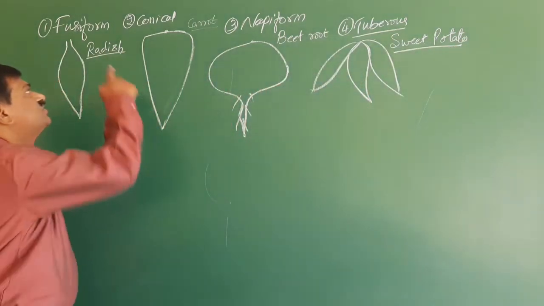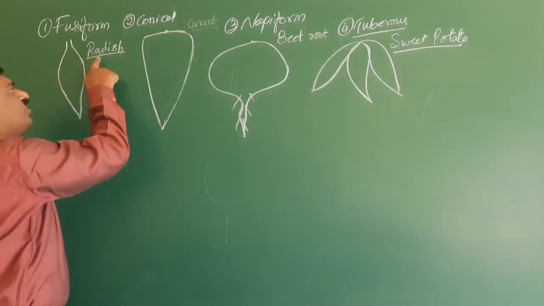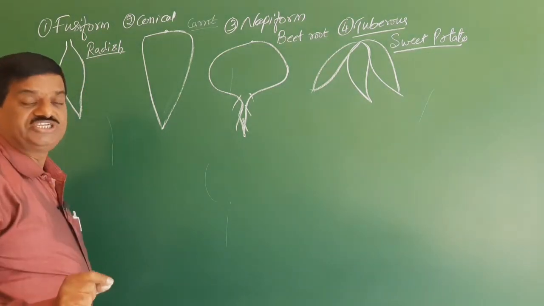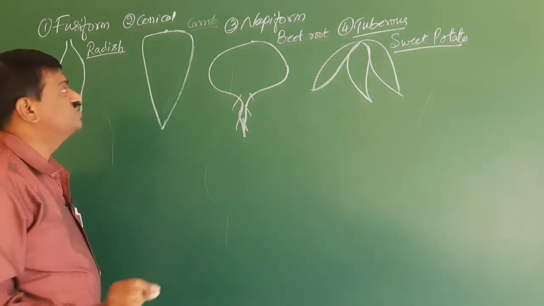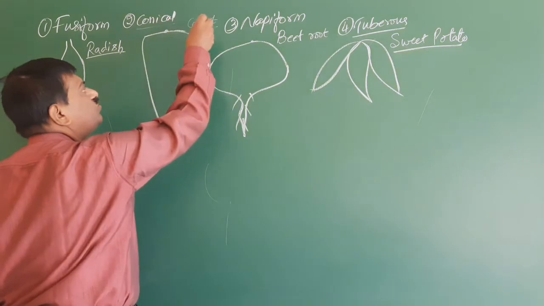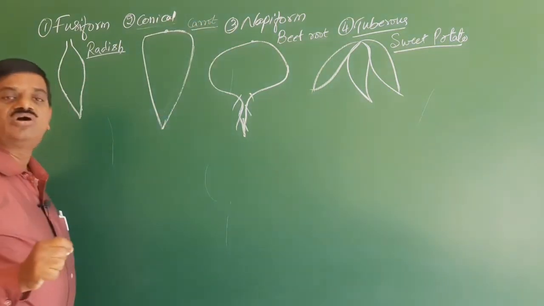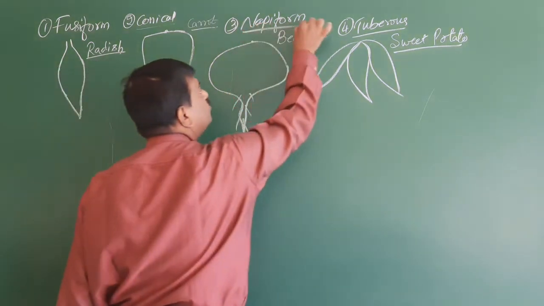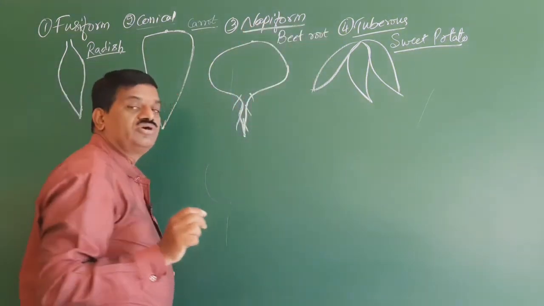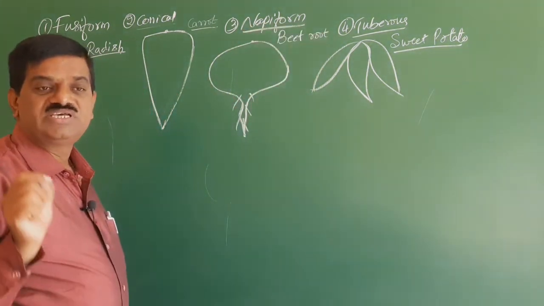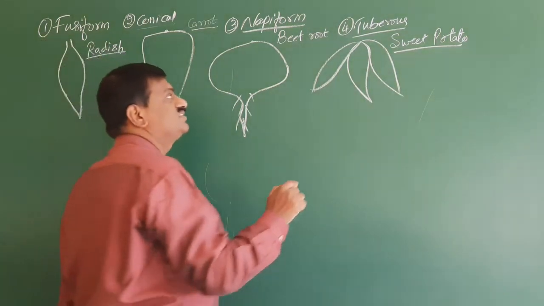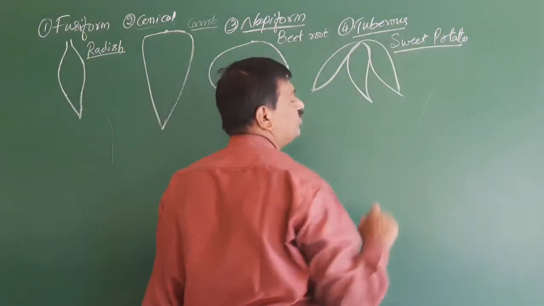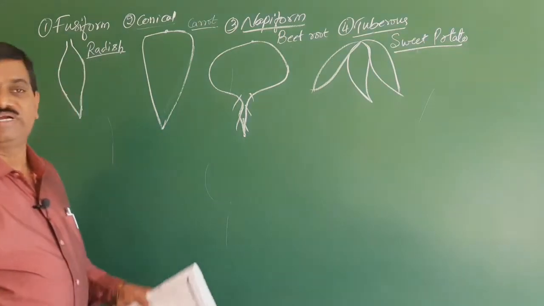I'll repeat this. The fusiform root is seen in radish, Raphanus sativus. The conical root is seen in carrot, Daucus carota. The napiform root is seen in beetroot, botanical name Beta vulgaris. And tuberous root, sweet potato, Ipomoea batatas.